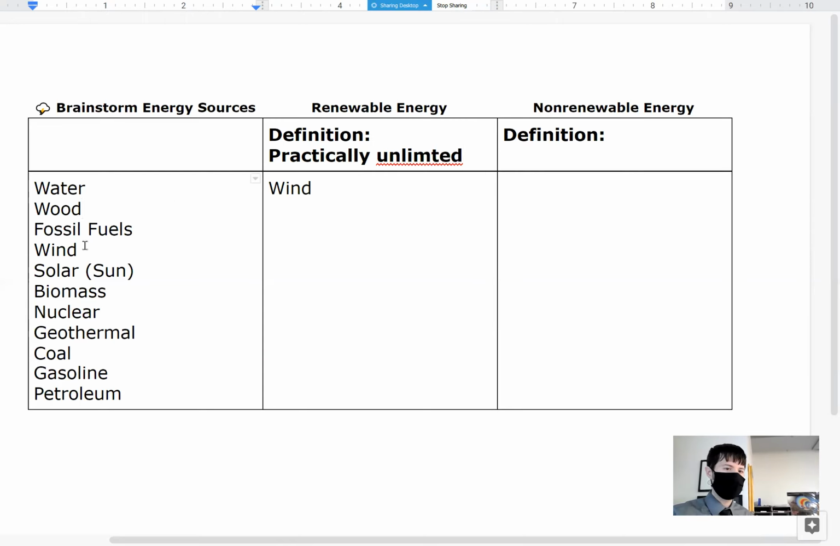From this list of other stuff, do you guys have any other resources that might be renewable, practically unlimited? Yep. And so when we say water, we're actually talking about hydroelectric. What happens there is that you take water that's flowing downhill. It could be a waterfall, could be something man-made like in a pipe or a dam, and the water runs so fast that it passes through a turbine. The turbine spins and generates electricity. That's hydroelectric power.